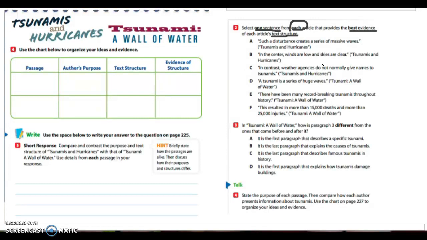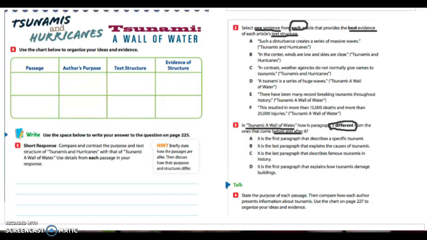Number 3, in Tsunami, Wall of Water, that is the title, we're going to underline it. How is paragraph 3 different? I'm going to circle 3 and different from the ones that come before and after it. So we will be looking at 1 and 2, 4 and 5, and comparing those to paragraph 3.